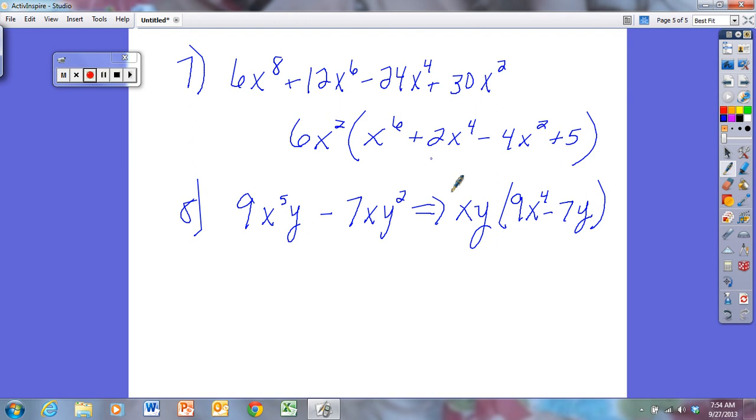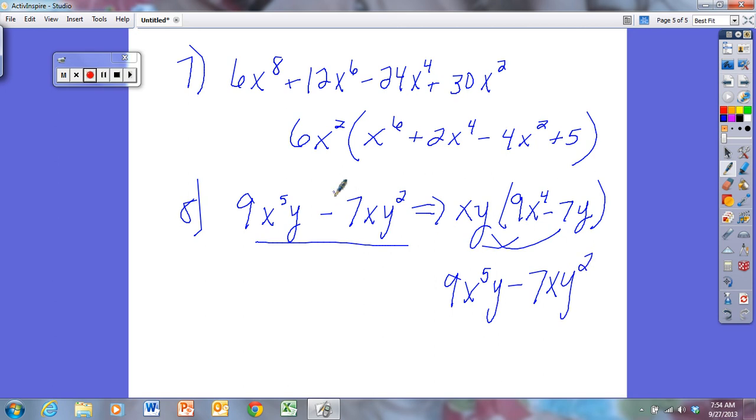Now the nice part about this is you should be able to distribute and get what you started with if you did it correctly. If I distribute this, 1 times 9 is 9, x times x to the 4th is x to the 5th, y minus 7 x y squared, which is what I started with.